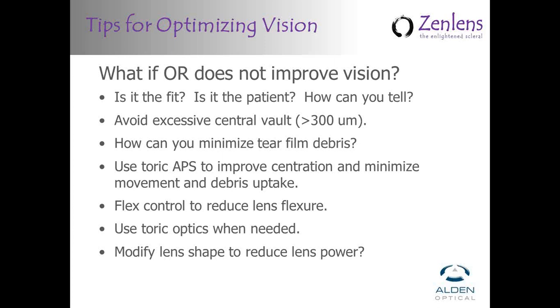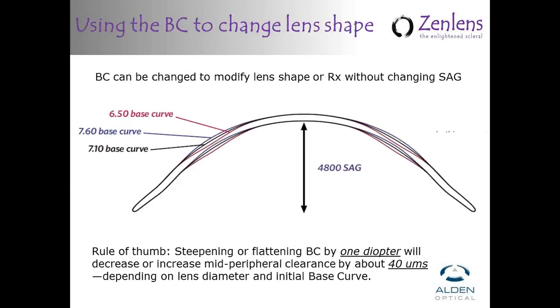Very good. Thank you. And the last point here is sometimes doctors will say, well, I've got a lot of minus power in this lens, or I've got more plus power than I'd really like. Is there a way we can do anything to change the base curve to modify the lens power? And that is an option with the Zenlens. It can be something that can be achieved relatively easily. And I'm just going to talk about this and what happens when you change the base curve.